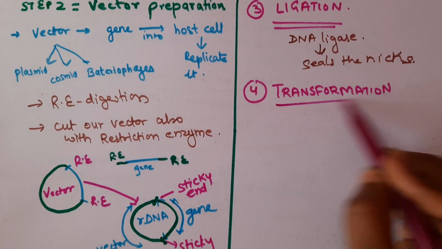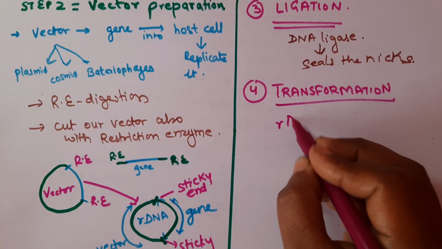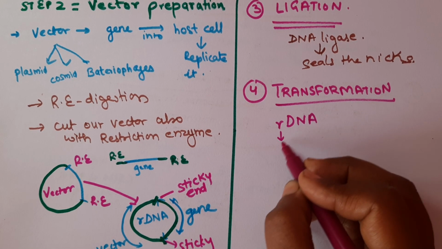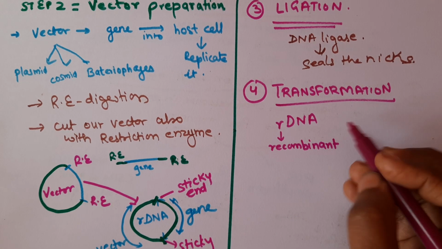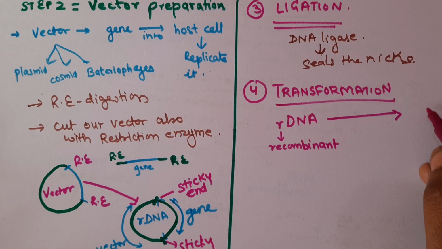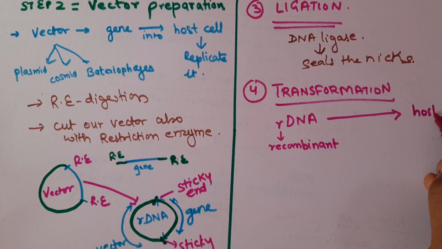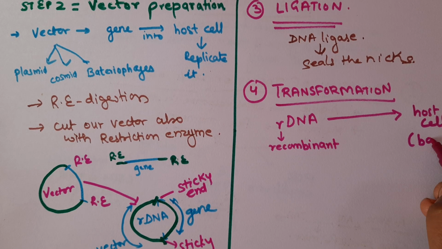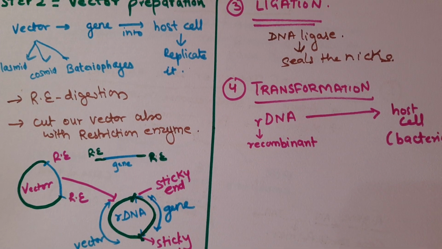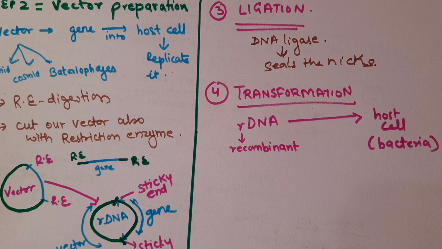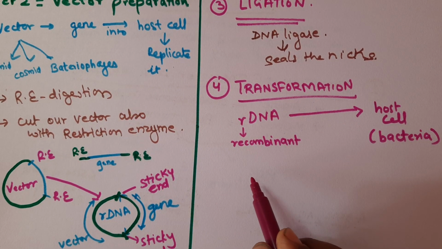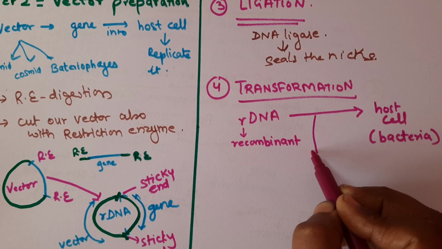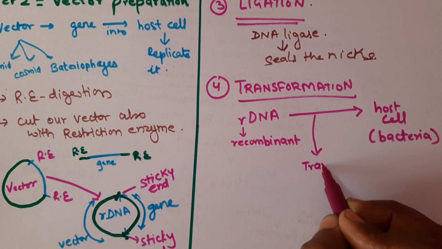Usually we call it rDNA, where r stands for recombinant. If you write rDNA also, it is fine. So this recombinant DNA, when it is transferred to the host cell, which is usually bacteria, because it is quite easy to work with the bacterial system, then this process of transferring it into the host cell is known as transformation.